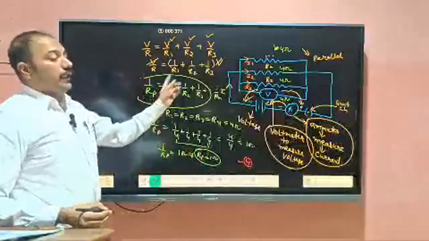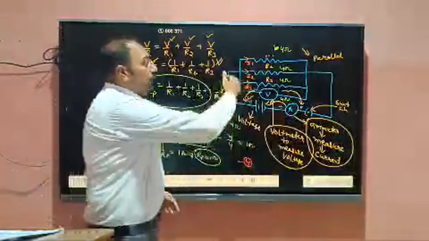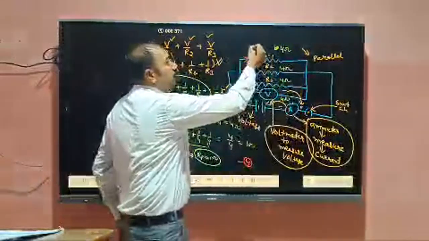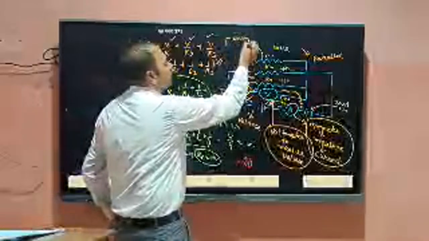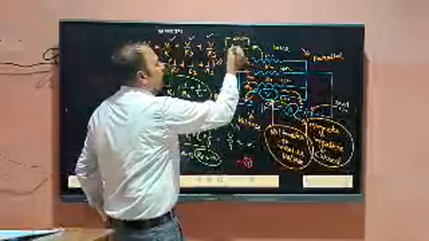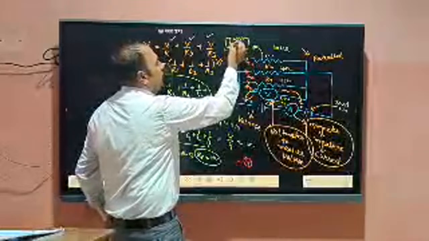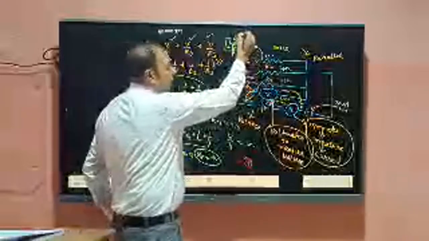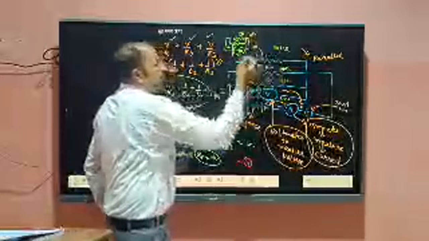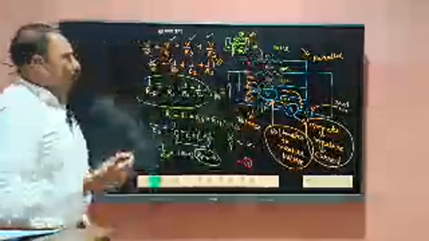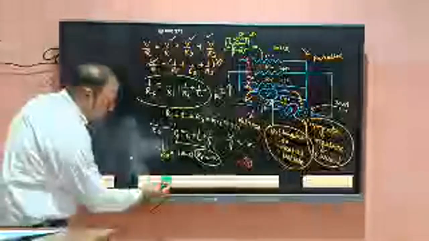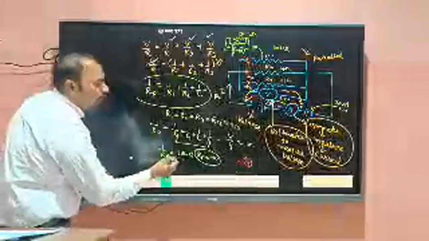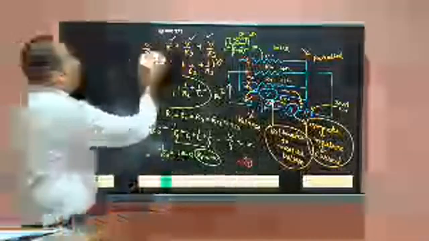So what is the equivalent resistance of this circuit? 1 ohm. So this complete circuit is converted into a single resistance circuit like this. This is the voltmeter and this is the ammeter. So what is 1 ohm? Both circuits are equal because this 1 ohm resistance is the equivalent resistance of R1, R2, R3. So many types of circuits we can solve here.